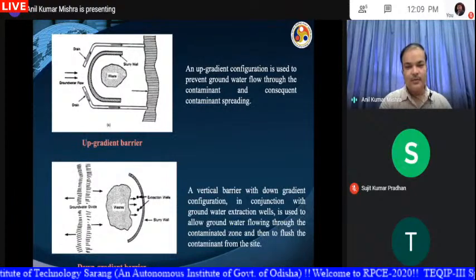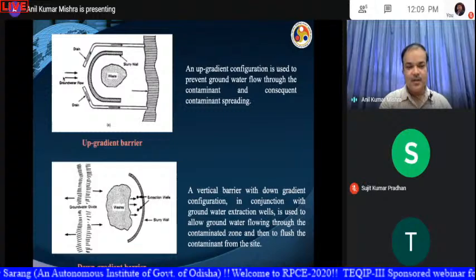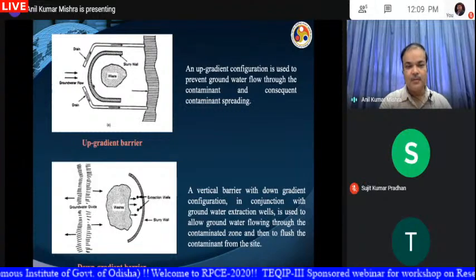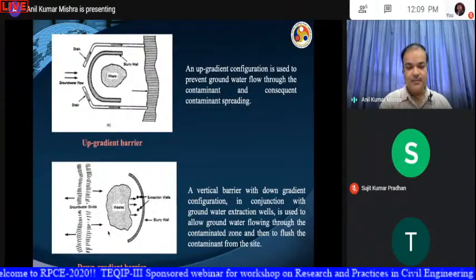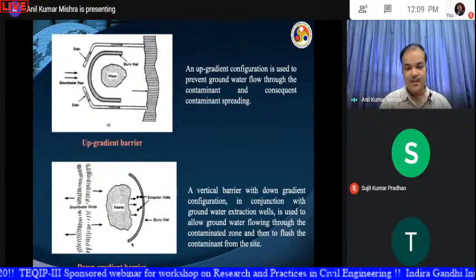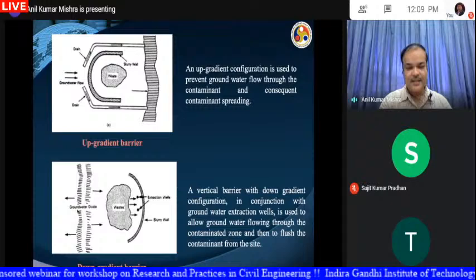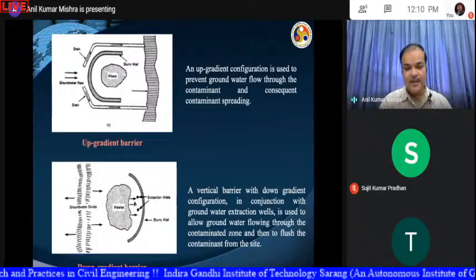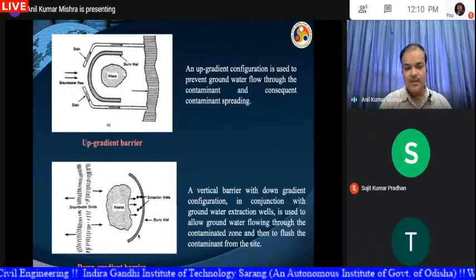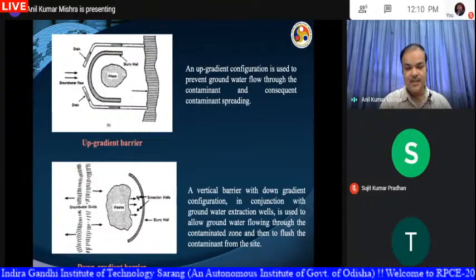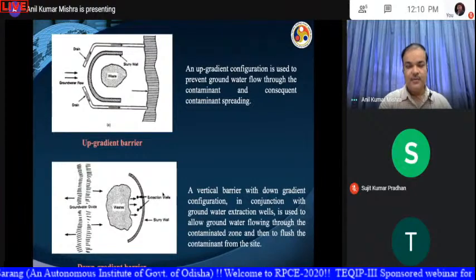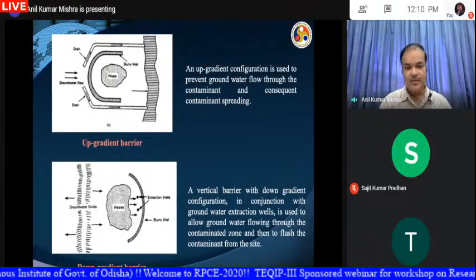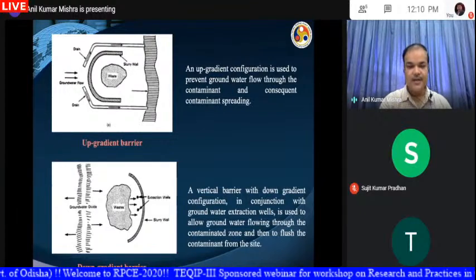We can also provide this one as an up gradient. In up gradient, we have to provide a vertical wall on the upstream side so that water will not be allowed to react with this. On the downstream side also we can provide one, which is called a down gradient barrier. In this case, the groundwater is allowed to react with the waste, but this contaminated water will not be allowed to go beyond this one. And there will be extraction wells present here, by which we can take out the contaminated water. So depending on whether it's upstream side or downstream side, it can be called an up gradient or down gradient barrier.